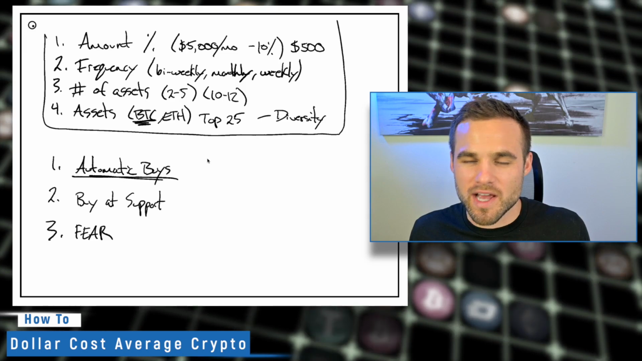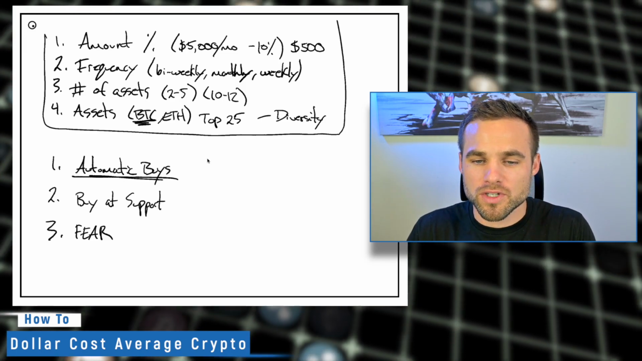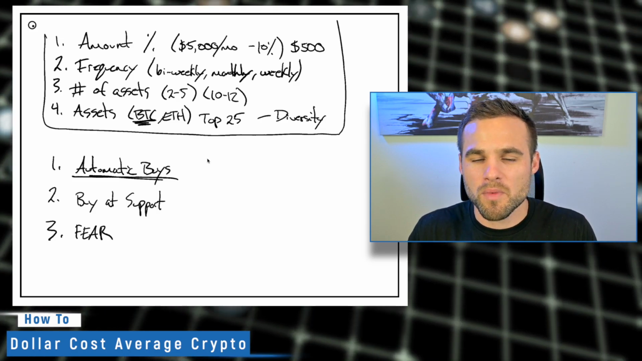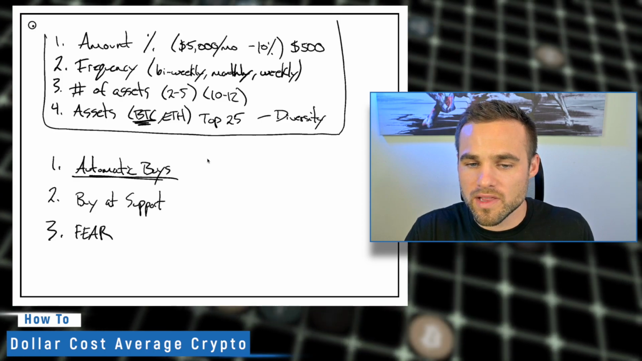So some concluding remarks. The idea here is, instead of trying to time the market, let's just dollar cost average in. And the easiest and simplest way is obviously to set up these automatic buys. We've decided the amount that we want to purchase in terms of a percentage of our income. We've decided the frequency, the number of assets, and which assets we'd like to invest in.